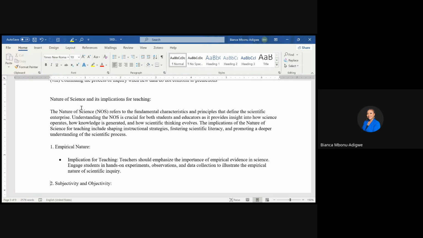Nature of science is just how science operates. What is it like? Is science just one word that appeared from nowhere? No. How is knowledge generated? How does scientific thinking evolve? How do people just wake up and develop one law or theory? We want to look at the nature of science. When we say the nature of something, we want to know the makeup of that thing, how that thing behaves. That is the nature of that woman.